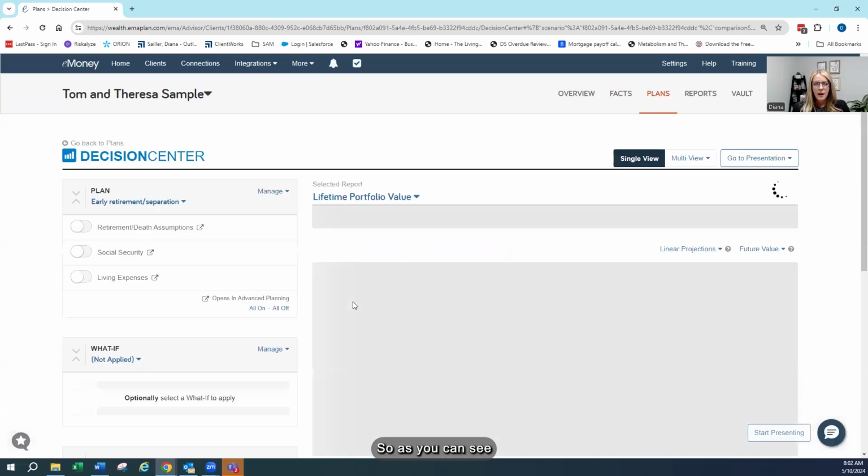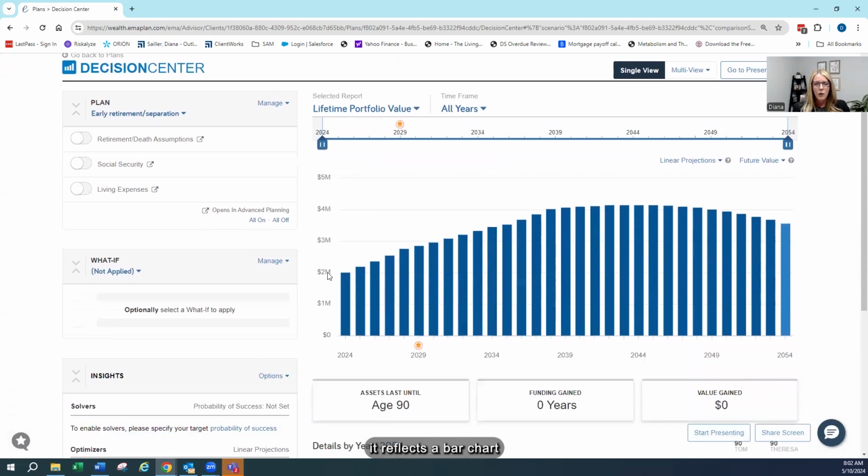So as you can see, it reflects a bar chart of the projected values and what those values will grow to over time. So here is their tentative retirement date at age 65 in 2029. It's showing that based on those assumed growth rates, they have about 2.85 million. And at the end of life, assuming age 90, they have 3.56 million. So this could be considered a pretty successful plan.